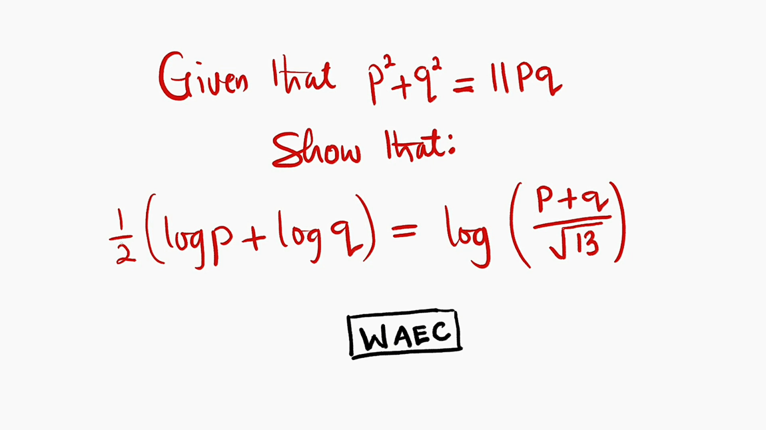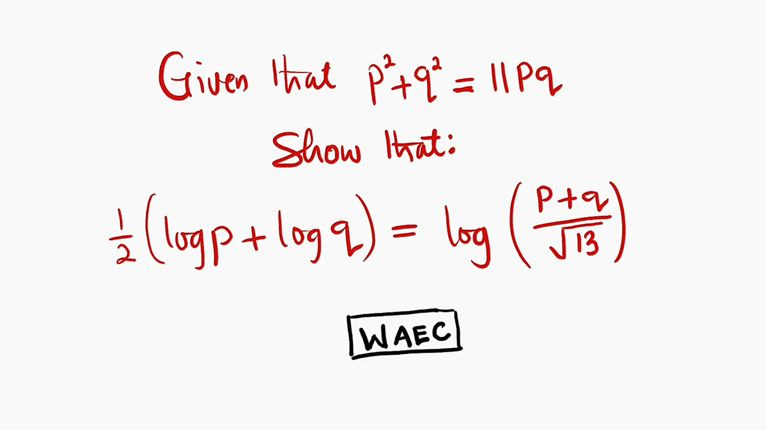We're asked to show that half of the logarithm of p plus logarithm of q is exactly equal to the logarithm of p plus q all divided by root 13, provided that p squared plus q squared is equal to 11pq. I believe there are different ways of giving this question a try.